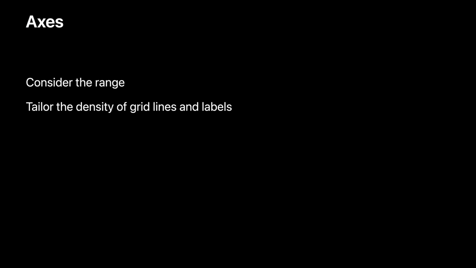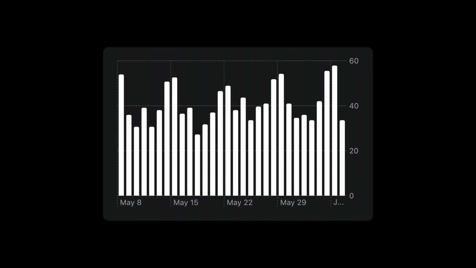So, we've designed our axes by considering the range and tailoring the density of grid lines and labels. We've gone a long way towards making our chart effective. But charts are complex visual elements, and our example still needs work before it's approachable. How can we convey the meaning behind the marks and axes in a way that's quick and intuitive? That brings us to our next topic, descriptions.